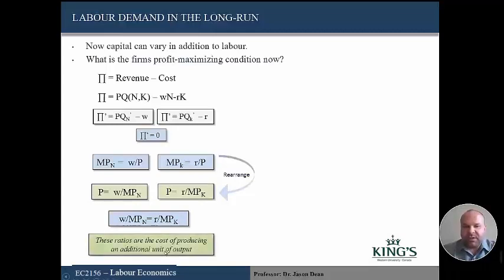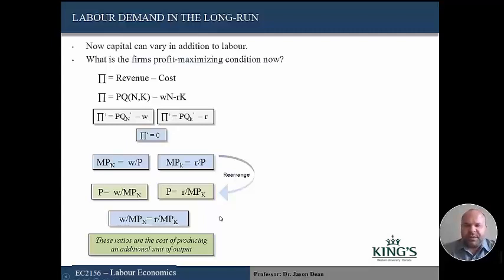Now each of these ratios is just the cost of producing an additional unit of output. So here we have the wage divided by the marginal product of labor, and so that's the cost of producing an additional unit of output. And this is the cost of producing an additional unit of output in terms of capital. So this is for labor, this is for capital.